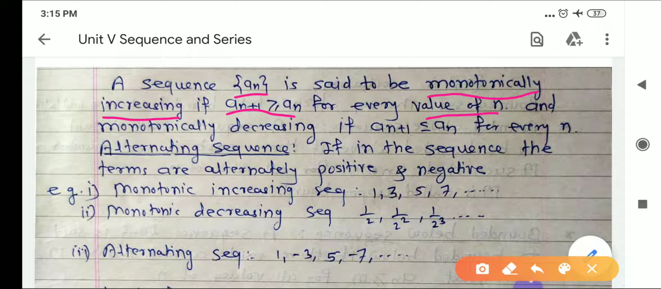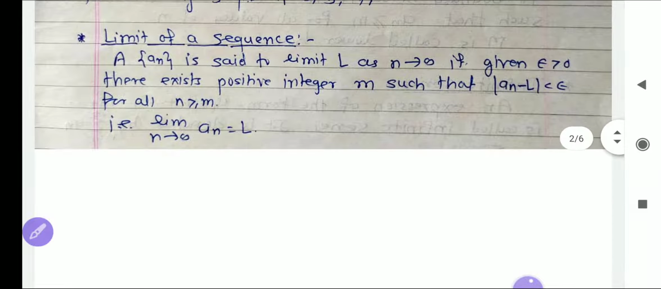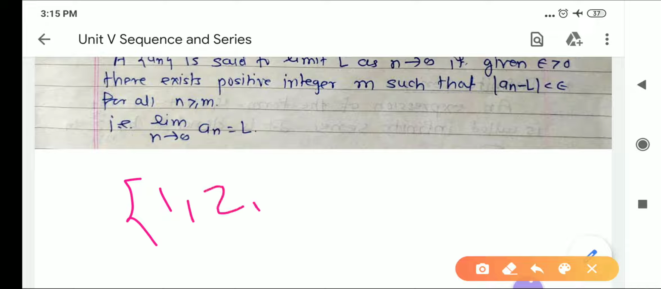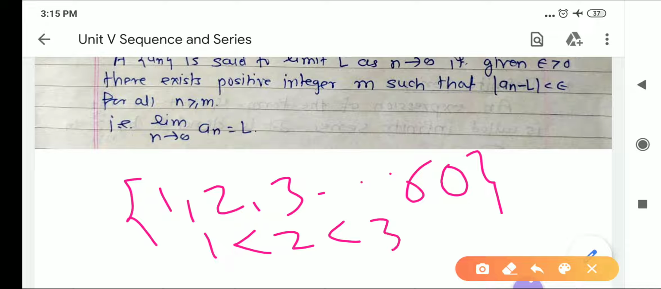An is less than or equal to an plus 1 means, if you take n equal to 1 here, a1 is less than a2, which means the first term is less than the second term, then the second term is less than the third term. Example, your roll numbers 1, 2, 3 and so on is one sequence, and this sequence is monotonically increasing. Why do we say so? Because this is an increasing sequence: 1 is less than 2, 2 is less than 3, and so on.